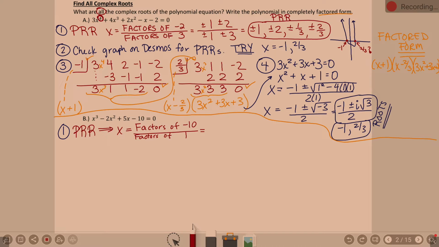What are my factors of 10? 10 is 1 times 10 or 2 times 5, right? Denominator, what are factors of 1? Just 1, right? Plus or minus 1. So, nice part is we have a nice easy list of PRRs here. When you put them each over 1, you're going to have plus or minus 1, plus or minus 2, plus or minus 5, and plus or minus 10. And those are the PRRs, right?